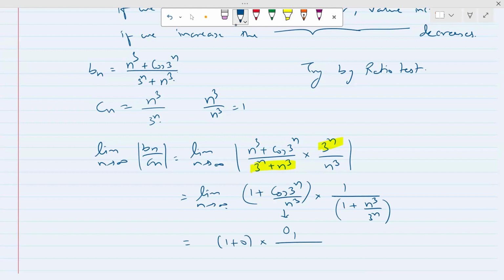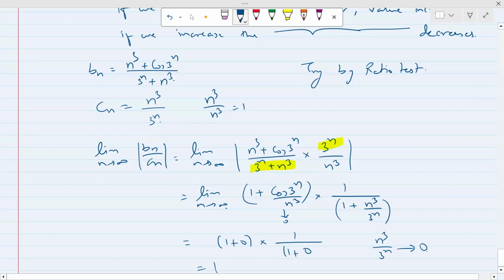And what about the other bracket? It also goes to 1. 1 plus, where does n cube upon 3 raised to n go? It goes to 0, since 1 by infinity is 0. So can I say these two series will behave alike? Yes, sir, by direct comparison test. And now for Cn, you can actually apply a ratio test.